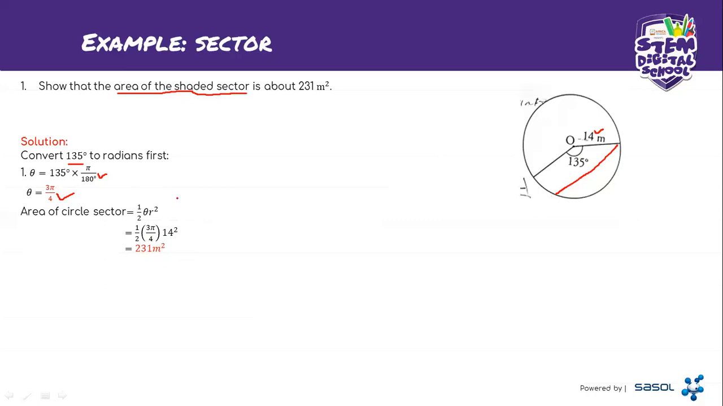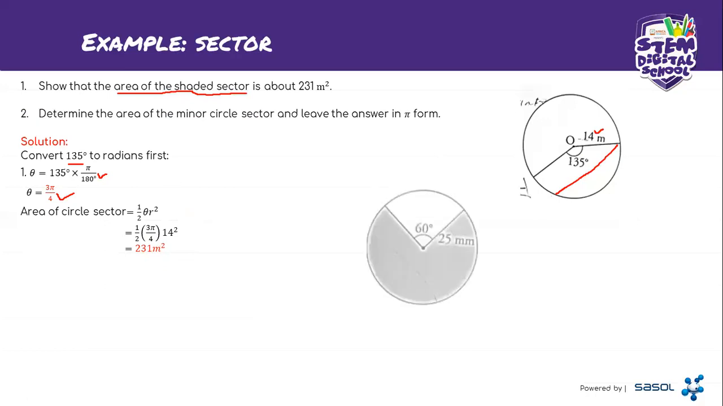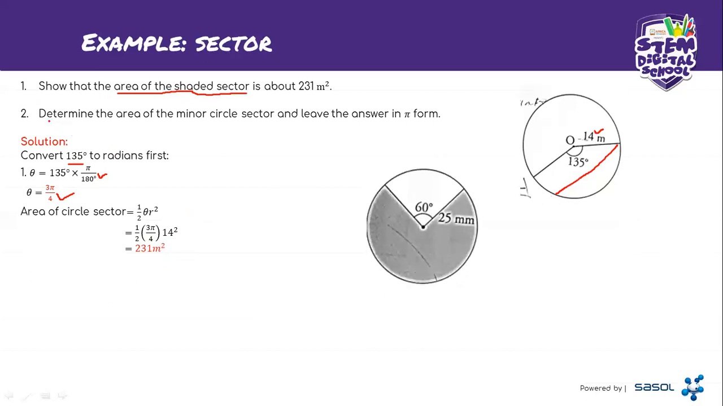Now we can proceed. Now we are having a second question. Let's see what we are having in this one. All right. Number 2, it says, determine the area of a minor sector. Let me just underline minor. Remember, we talked about minor and major. The minor is the smaller one. Can you see that? This white, it's shaded in white color there. So that is the area that we are going to be calculating. And then leave your answer in pi form.